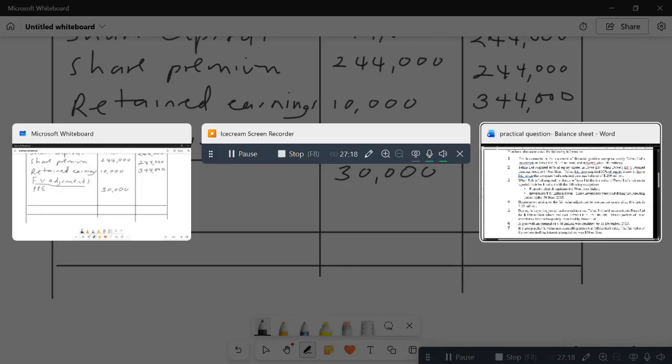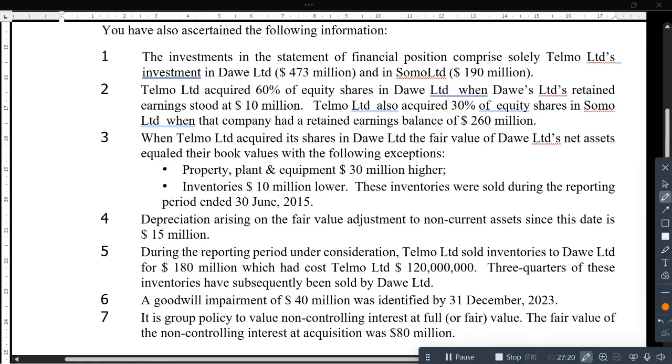All right, let's look at this other item. Which item is this one? Yes, it is inventory, also an asset. They are saying inventories. Don't forget, the statement says when Teremo Limited acquired its shares in Dawe Limited, the fair value of Dawe Limited's net assets equaled their book value, which was okay, with the following exception, which means even this inventory was 10 million lower. When they say lower, it means it was overstated. It was over-recorded.